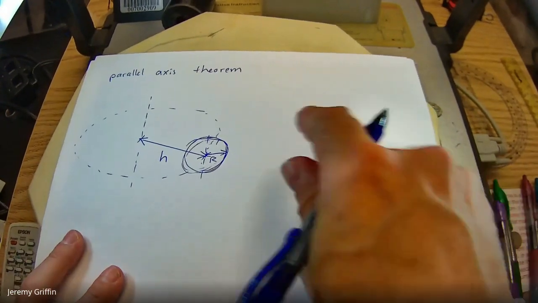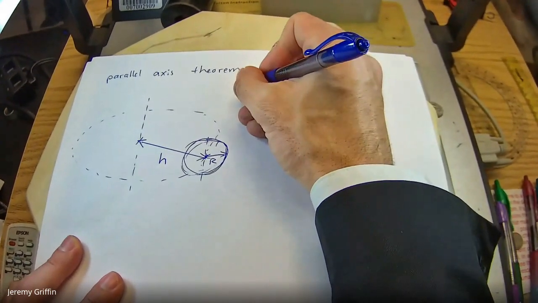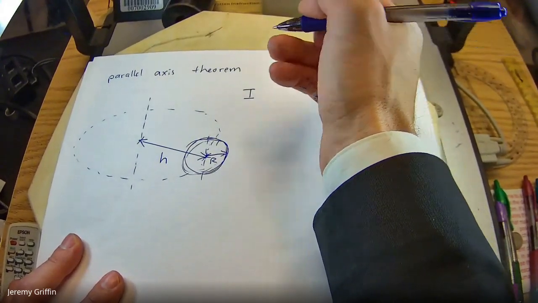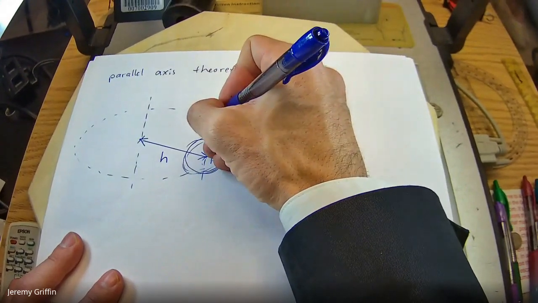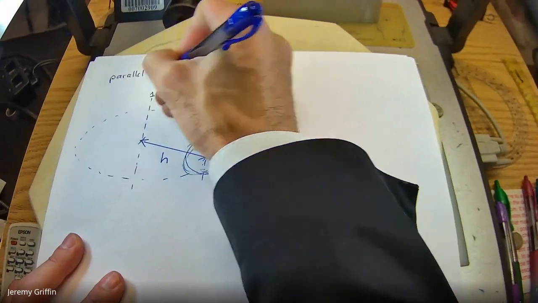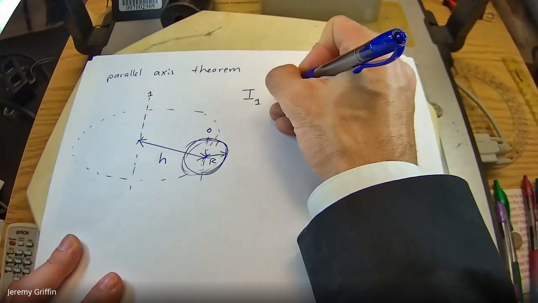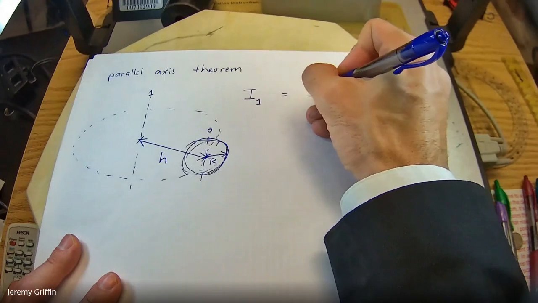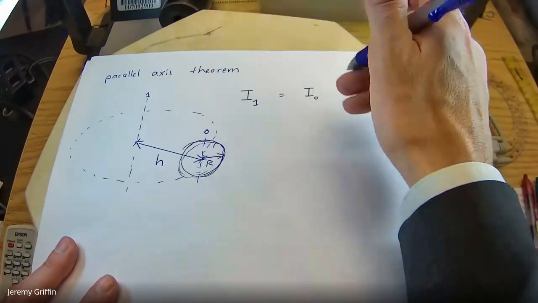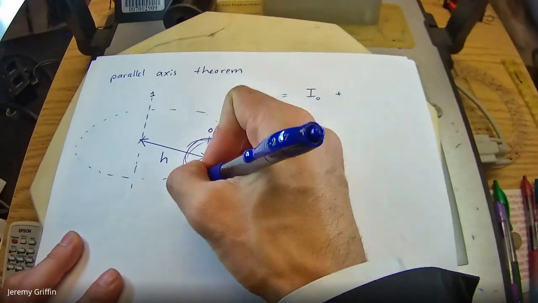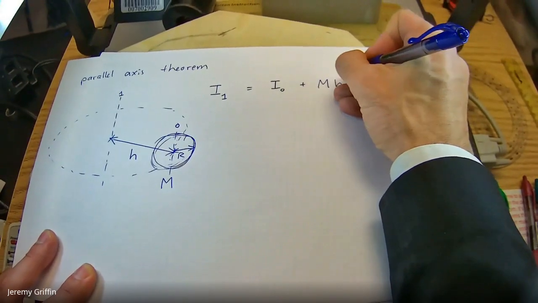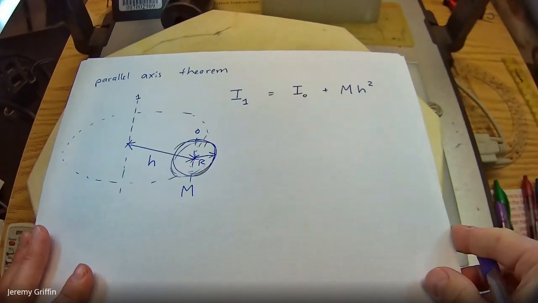So what the parallel axis theorem says is that the rotational inertia about this big axis, maybe I should call them axis naught and axis 1, the rotational inertia about axis 1 is equal to the rotational inertia about axis naught, plus the mass of this object times h squared.